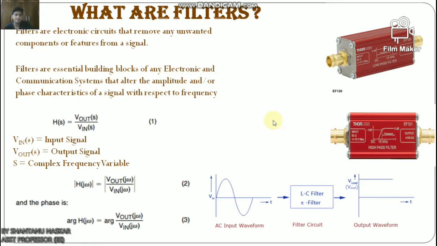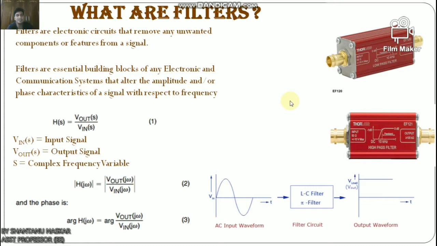Filters are essential building blocks of any electronics and communication system that alter the amplitude and phase characteristics of a signal with respect to frequency. A filter is basically a linear circuit that helps to remove unwanted components such as noise, interference and distortion from the input signal. Ideally a filter alters the relative amplitude of the various frequency components and the phase characteristics, and its gain depends entirely on the signal frequency.